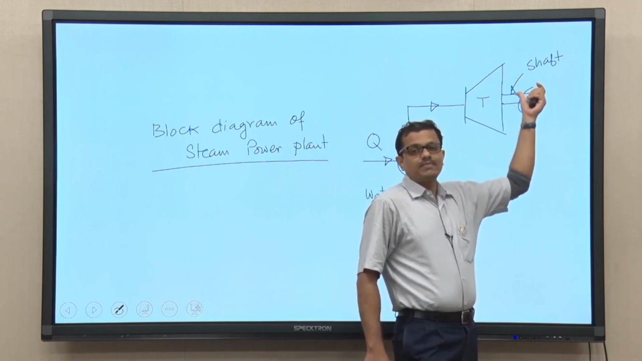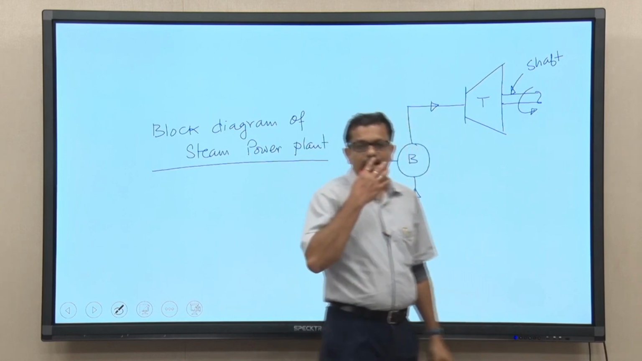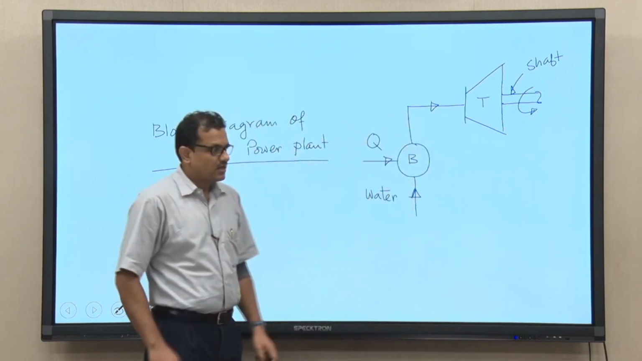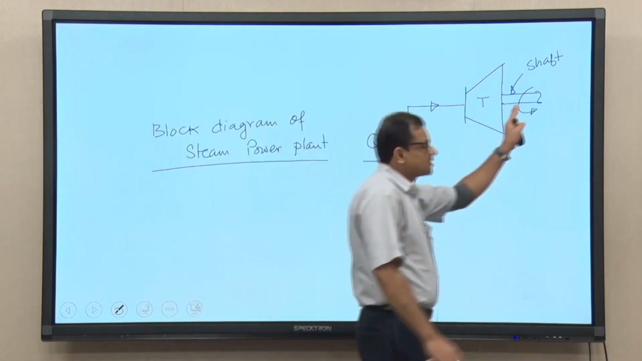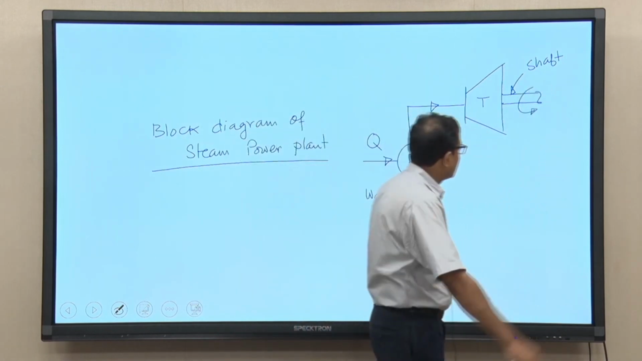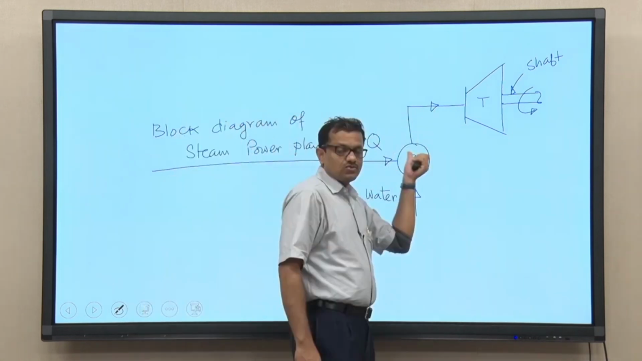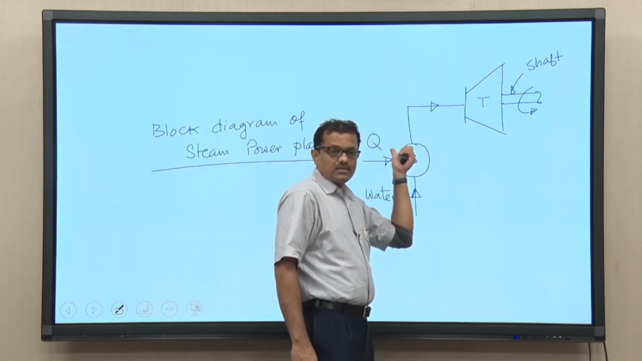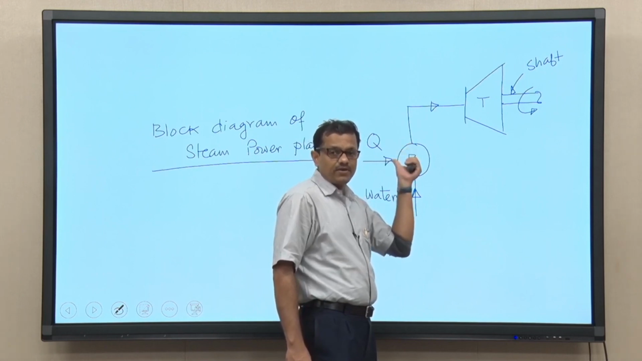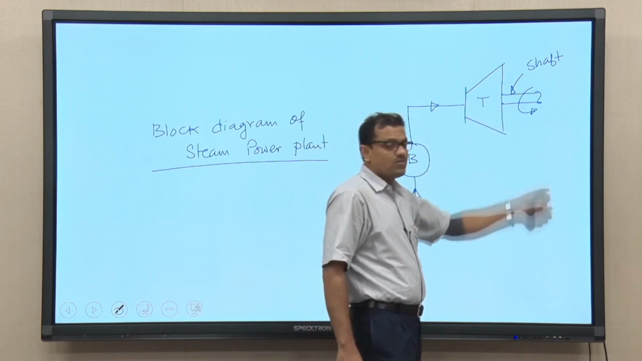Since the turbine shaft is rotating, the shaft of the alternator will rotate, and from there we will be getting electricity. We will not discuss that part, because it is beyond the scope of this course, but at least you can see that upon receiving some amount of energy in the form of heat, that energy is getting converted into work.